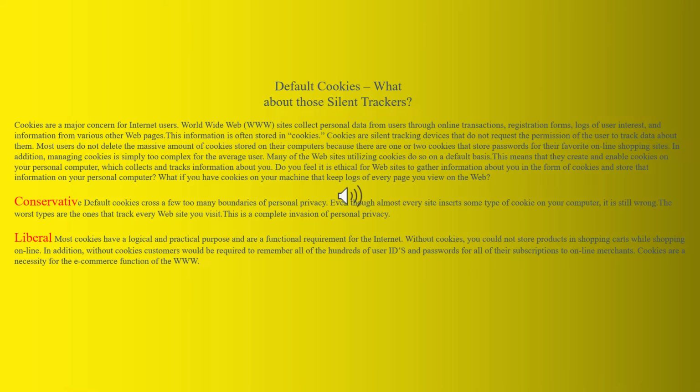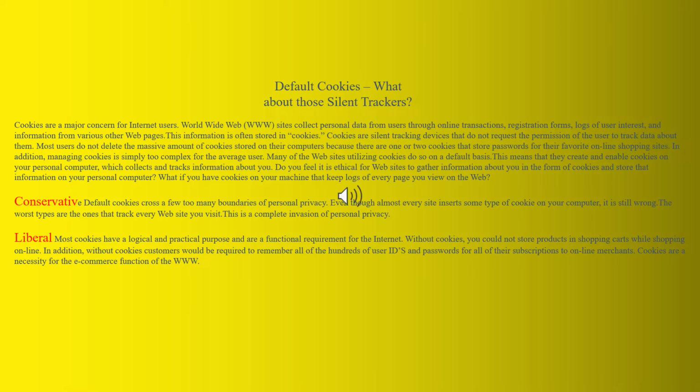Conservative: default cookies cross a few too many boundaries of personal privacy. Even though almost every site inserts some types of cookies on your computer, it is still wrong. The worst types are the ones that track every website you visit. This is a complete invasion of personal privacy.